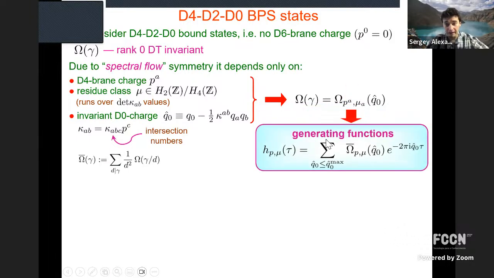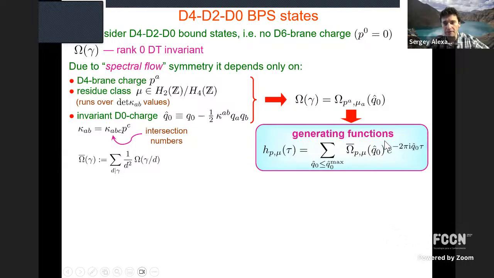And after that, I can sum over this Q0 hat and get a generating function of these guys, which is labeled by D4 brane charge and this residue class mu. And you can interpret this residue class mu as a kind of vector index. So in other words, this generating function HP will be a vector valued object. And the number of components is given by this determinant of kappa AB.